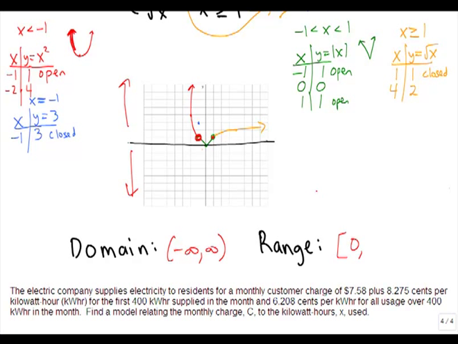So in this case, since the graph is going all the way up and I didn't jump over any points that I didn't later on fill in, this range is 0 to infinity.